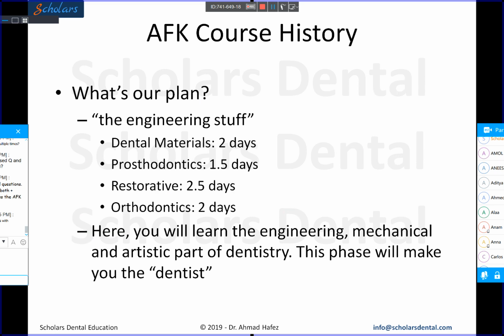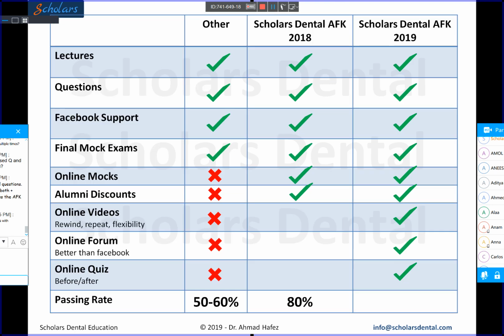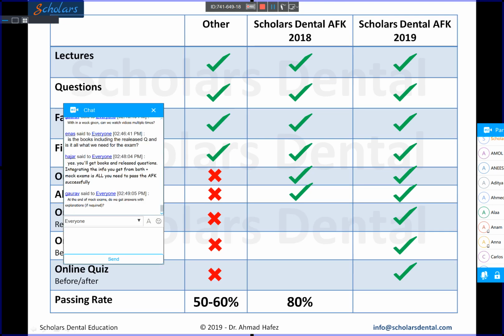And then what's our plan after that is to do the engineering stuff. And this is where you become the dentist, right? Dental materials, prosthodontics, restorative, ortho. This is where you become the dentist. And then after that, we'll go into the surgical stuff where you learn endo, perio, implants, surgery, radiology. And then here you could say you're the doctor of dental surgery, and that's what that name means, right? So I hope that clarifies the pathway of the course.